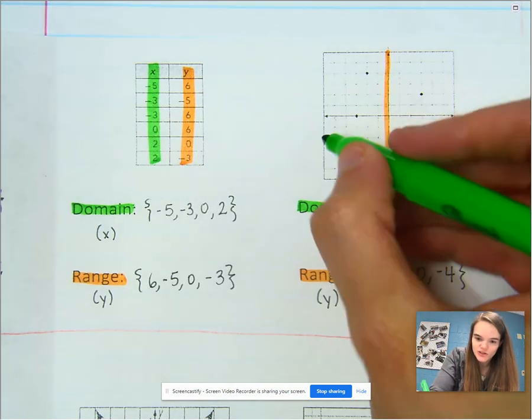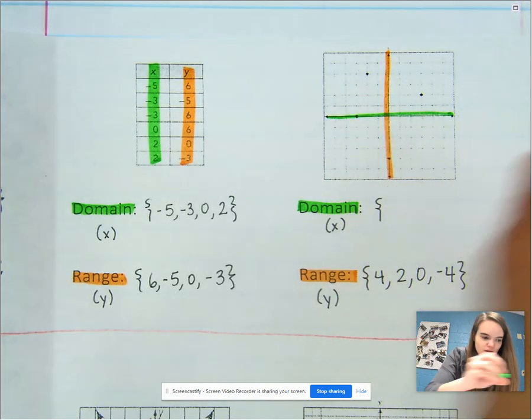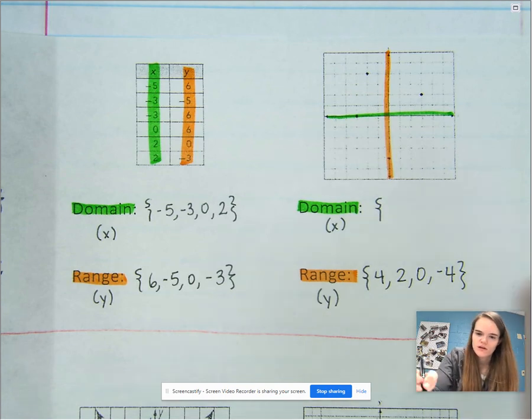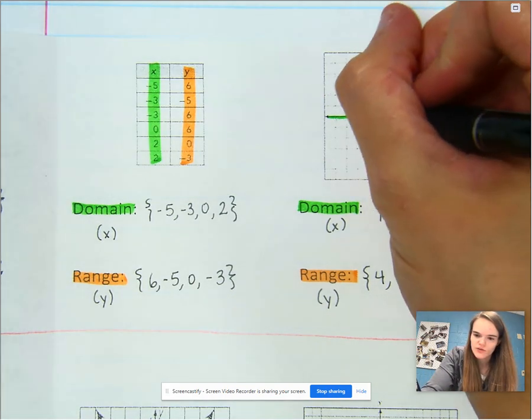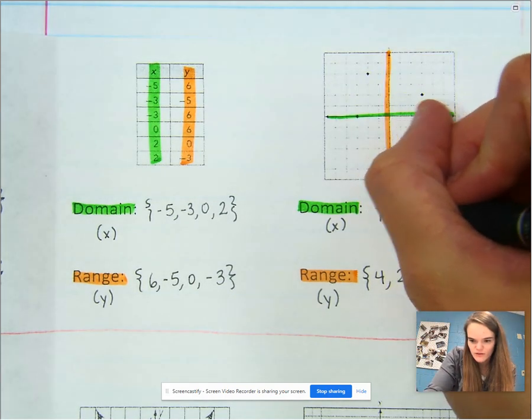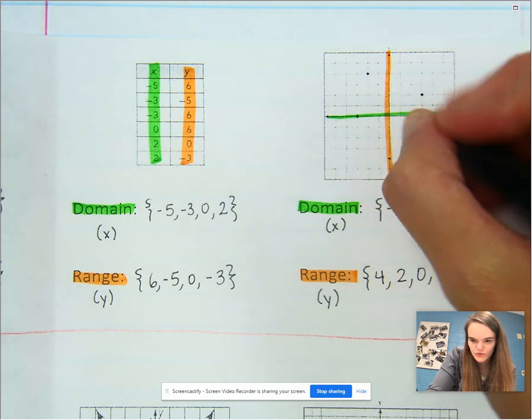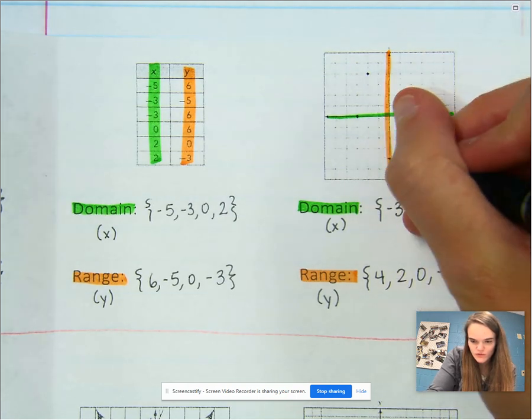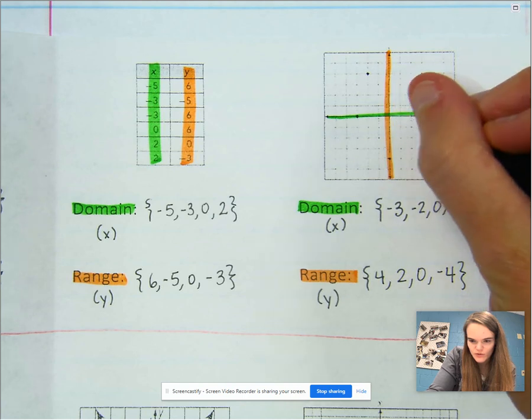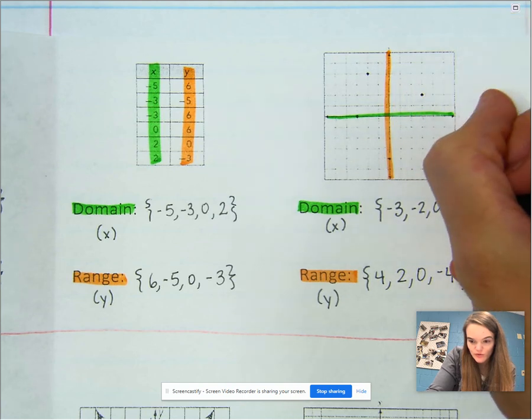The domain. I should have done domain first. Okay. -1, 2, 3. -2. 0. 1, 2, 3. I almost said 4. 3.